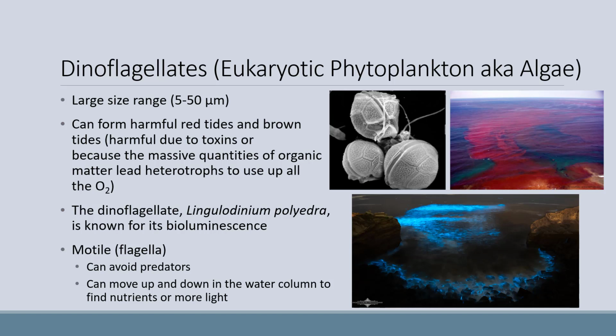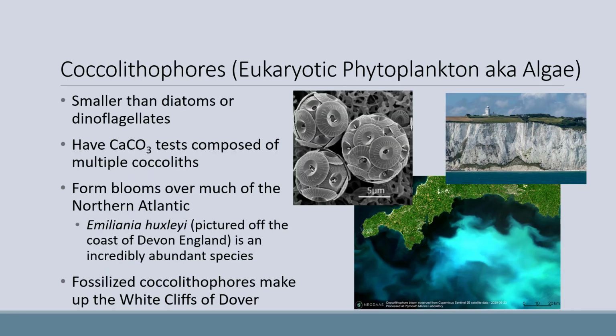The flagellum allows a dinoflagellate to avoid predators. They can move up and down in the water column to find nutrients or more light. They just can't swim against currents with it. Last up on our introduction to the different types of phytoplankton are coccolithophores, which are the tiniest eukaryotic phytoplankton.